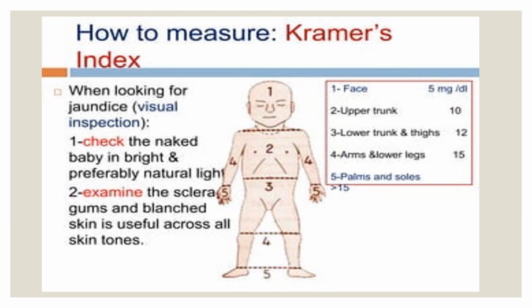Now, neonatal jaundice. What is the Kramer index for neonatal jaundice? So the jaundice progresses in a craniocaudal direction. So 1 means only the face, that is 5 mg per deciliter. When the upper trunk is involved, it is 10. If the lower trunk and thighs are involved, it's 12. If both the arms and lower legs are involved, it's 15. If palms and soles are involved, it is severe and it's more than 15.